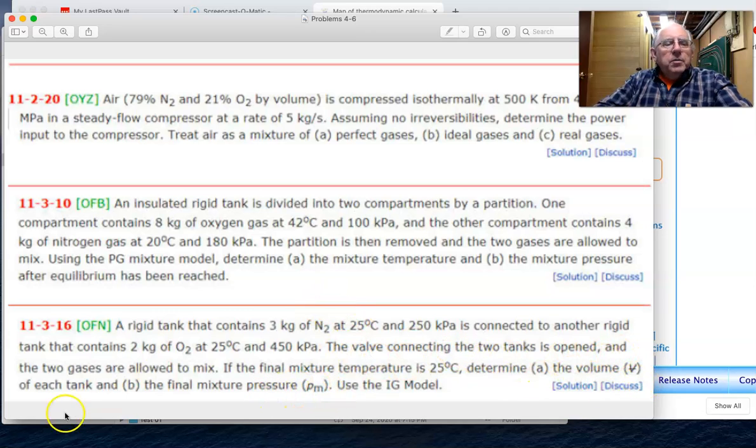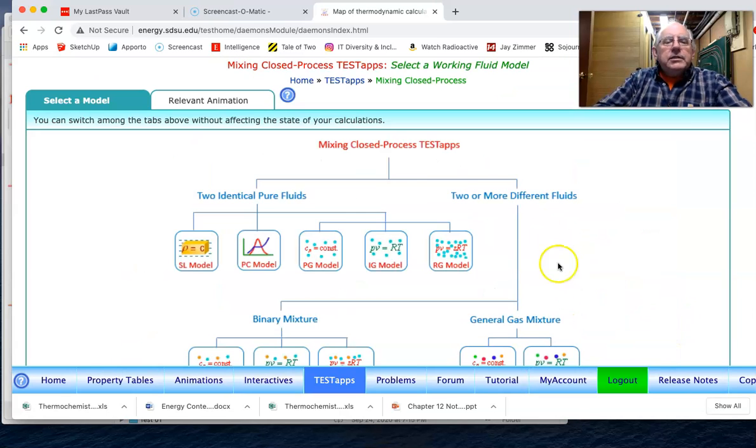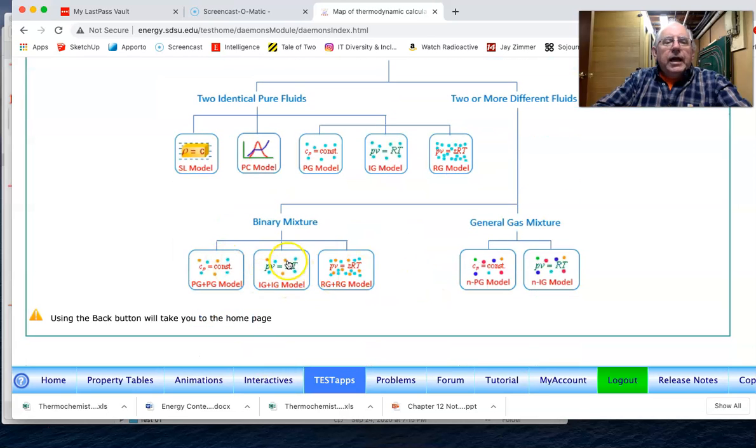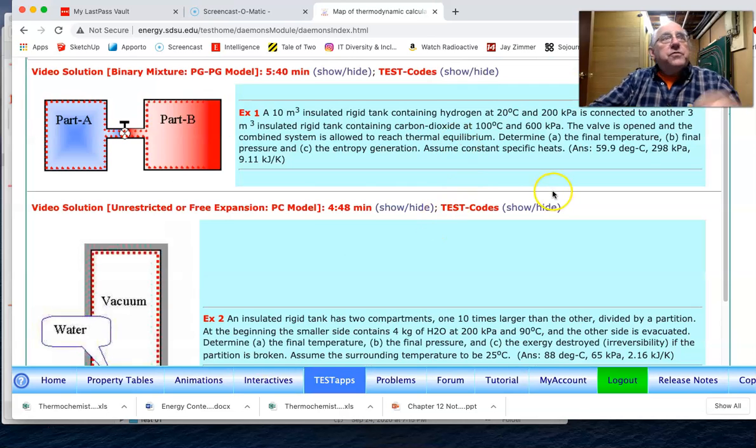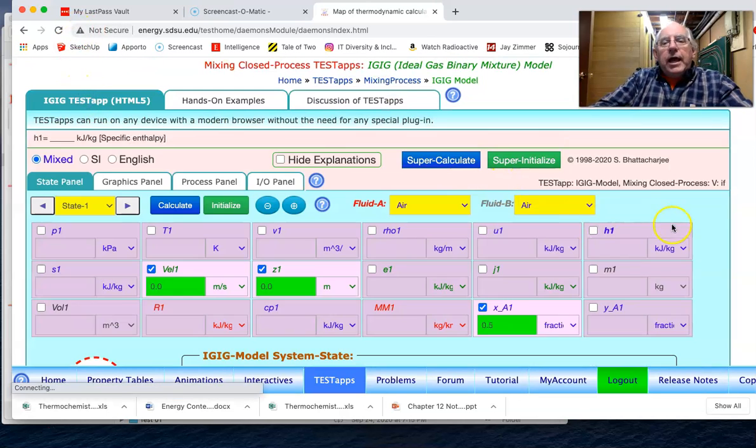Now, the volume in each of the tanks is going to be determined from the mass and the thermodynamic properties. And so this mixing process is not going to have any bearing on what the volume is. The final volume, though, is going to dictate what the final mixture pressure is. And so again, we have a closed system. It is a mixing process. We are going to look at ideal gas for this binary mixture. And we'll then go to the test app.